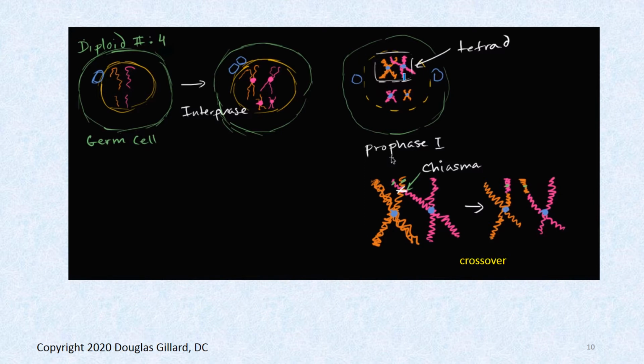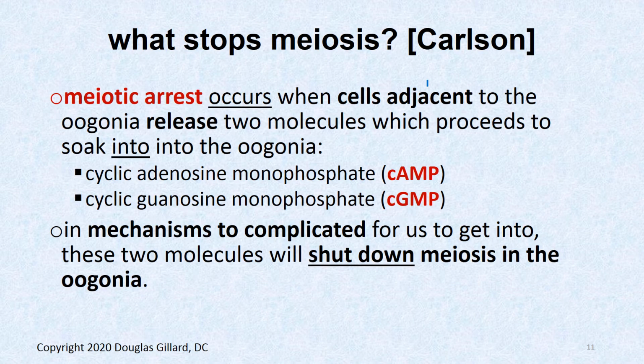And the professor just showed an example of 2 arms touching here, and then the genetic material swapped. So you see when crossover is complete, we have a piece of mom's chromosome on dad's chromosome and a piece of dad's chromosome on mom's chromosome. And that's what crossover is about. But this is where our eggs are stopped right now. Our primary oocytes are stuck or arrested in this phase. Everybody good with that?